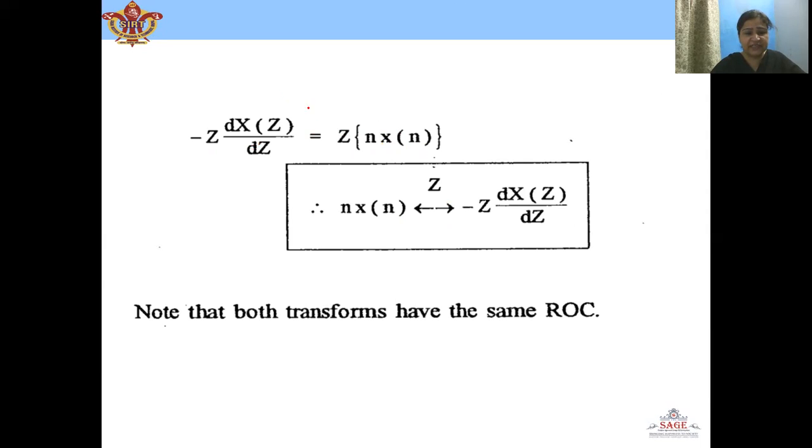Now on the left hand side, we have this expression. So the z transform of n x[n] is equal to minus z dX(z)/dz. So we can write that n x[n] has the z transform minus z dX(z)/dz. So this is the property of differentiation which we wanted to prove. Here I have already told you that after differentiation, the ROC will not change, so both will have the same ROC.